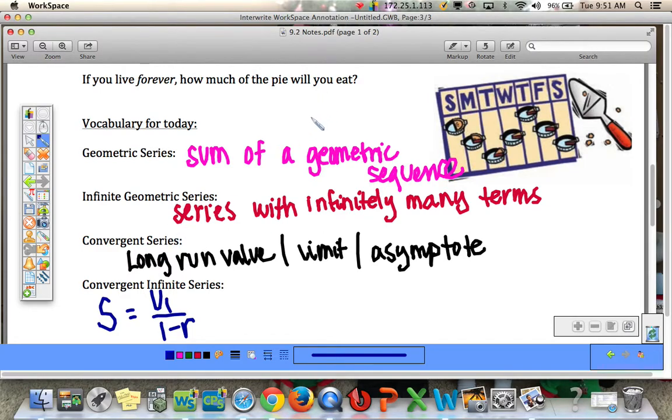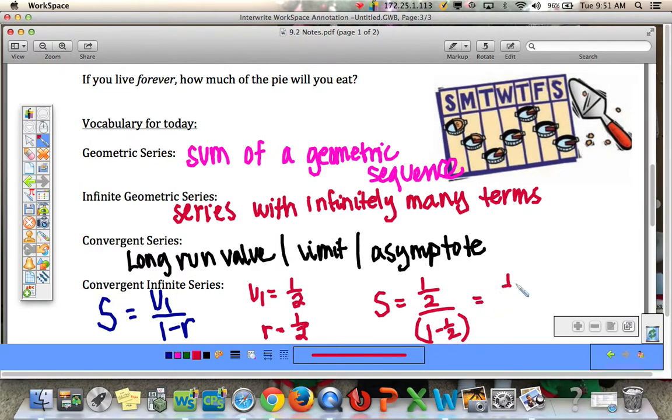For example, the pie problem. So for the pie problem, the first term on the first day, we ate half of the pie. The ratio is 1/2. We're multiplying by 1/2 every time. So the sum is 1/2 over 1 minus 1/2, which would give us 1/2 over 1/2, which would give us 1, a sum of 1 pie that you would eventually eat. So it converges to 1 pie that you would eat.